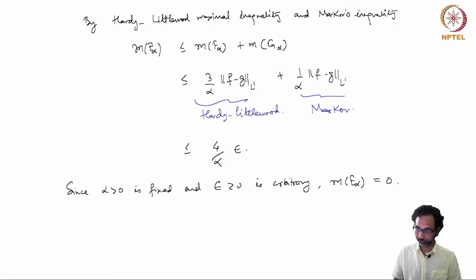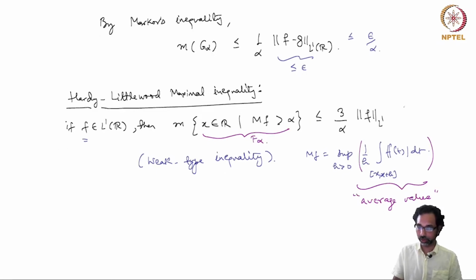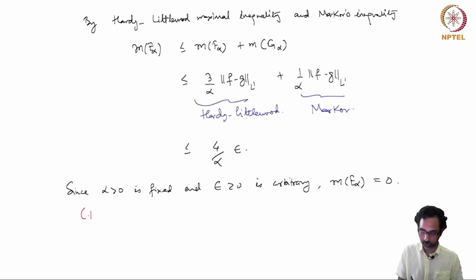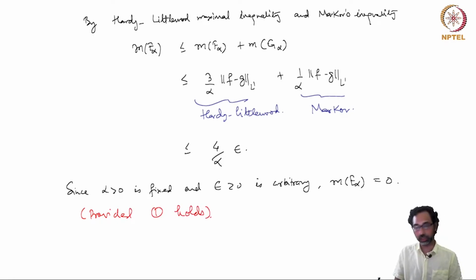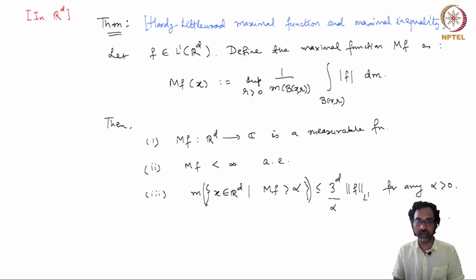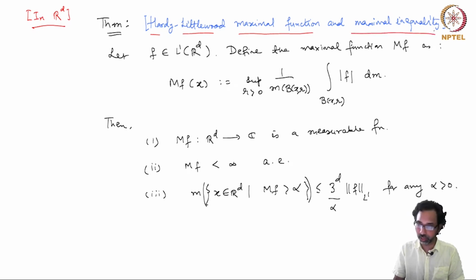So now we still have to show that this inequality holds. So this inequality 1 holds, provided 1 holds. So let us go into the details of the proof of the Hardy-Littlewood maximal inequality. So let us see a generalization of our needed result. So we can state this for general R^d rather than just the one-dimensional case, and this is again the Hardy-Littlewood maximal function and Hardy-Littlewood maximal inequality.